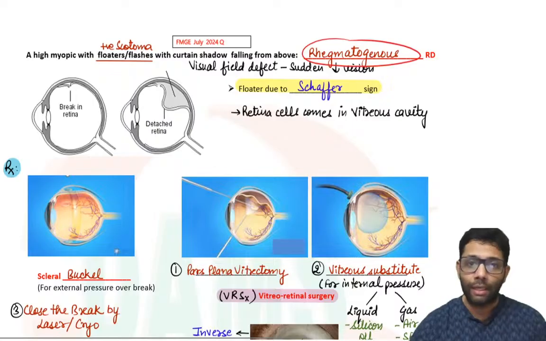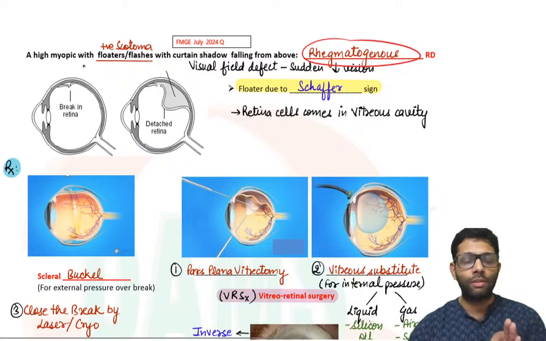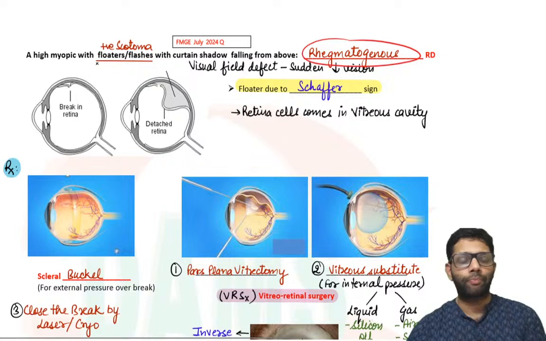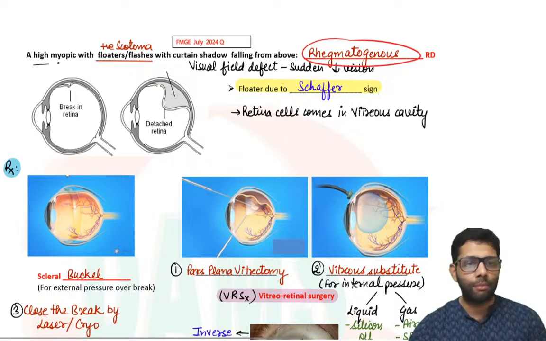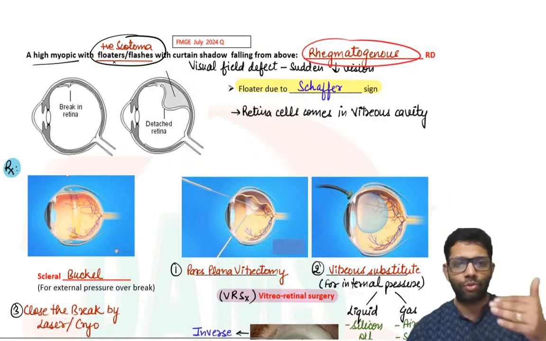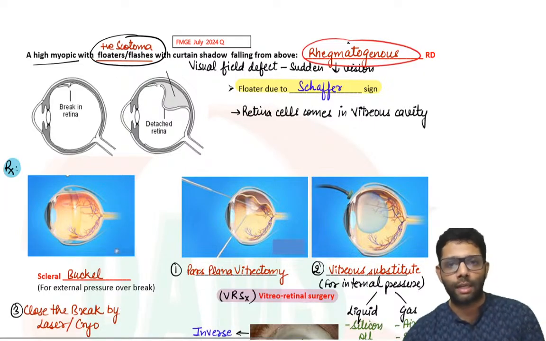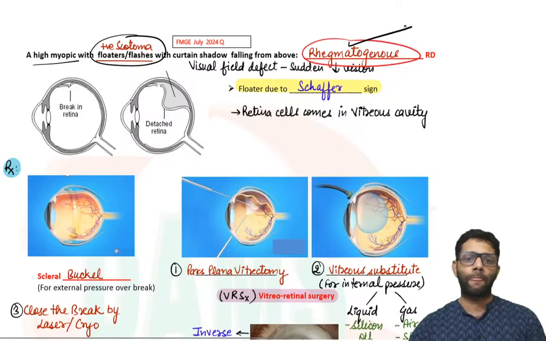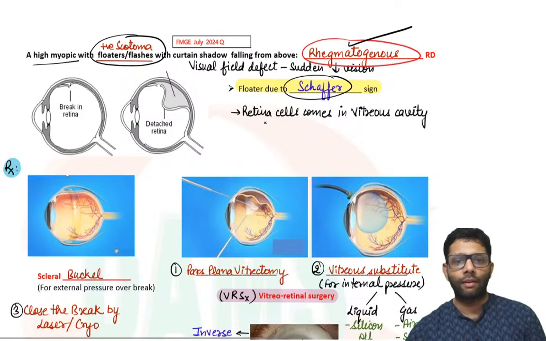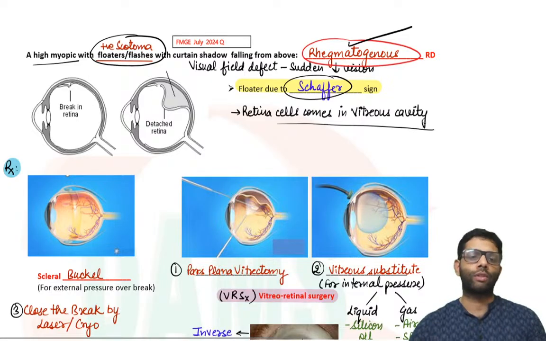Now this has been dealt with. See, same question, same wording in the DFX workbook. I have given a high myopia with floaters, flashes, and a student has given me some snapshots of this workbook. It's a positive scotoma, I told you. Floaters, flashes, curtain shadow falling, that is rhegmatogenous detachment, and floaters are due to Schaffer sign, retinal cells in the vitreous cavity. Convex configuration, rhegmatogenous detachment, that is the answer of this question. Should be 5 out of 5 if you have attended the DFX.